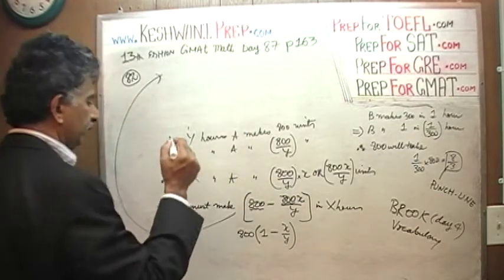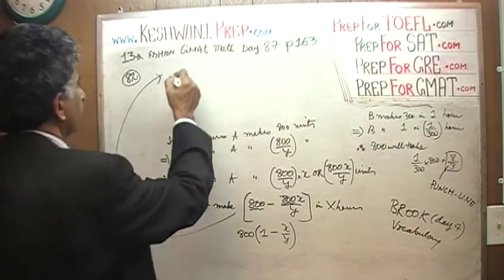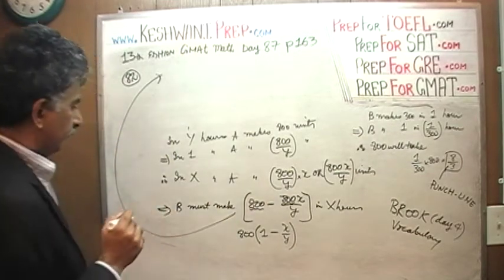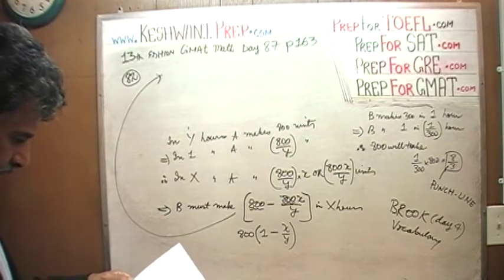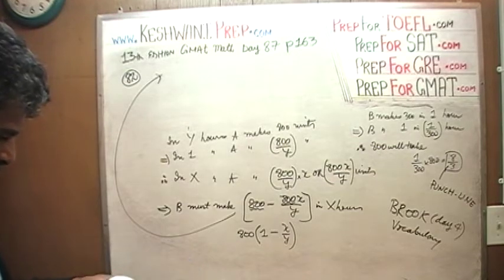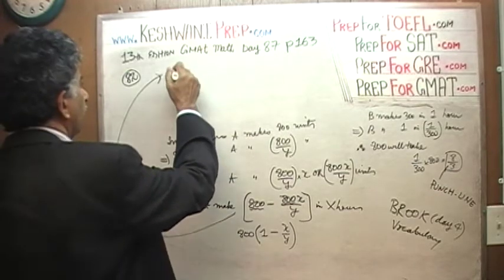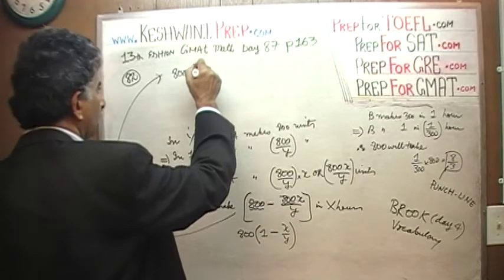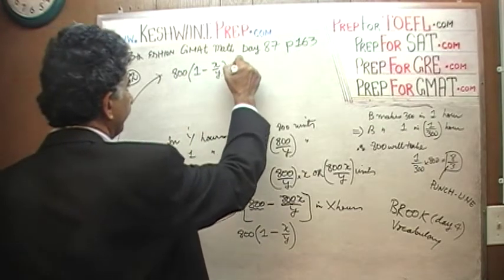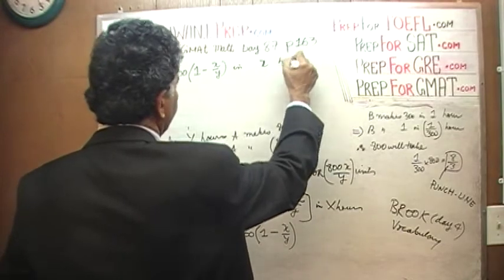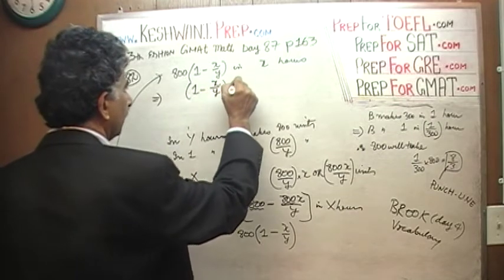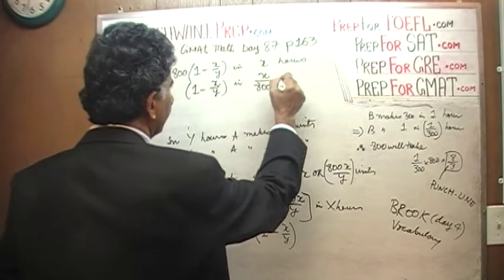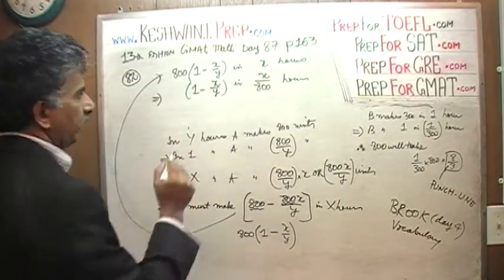So, now we know that B must make this many in x hours. B must make that many in x hours: 800 times (1 minus x over y) in x hours. That implies that it must make 1 minus 1 over x in x over 800 hours. You see, I just took 800 and divided by that quantity.